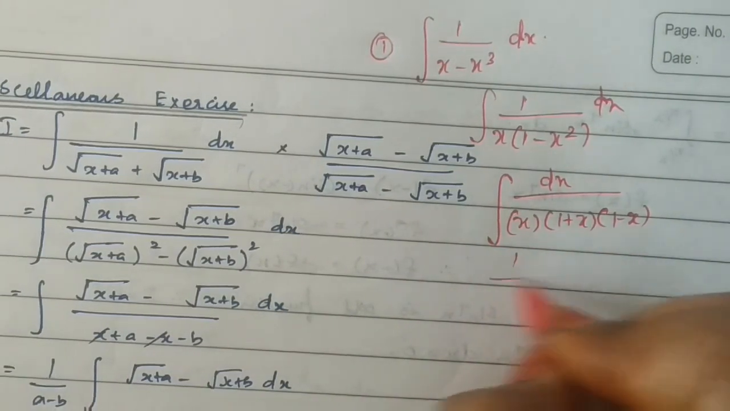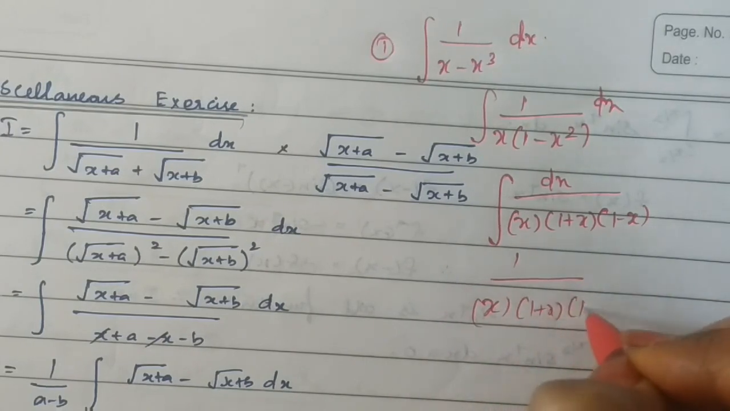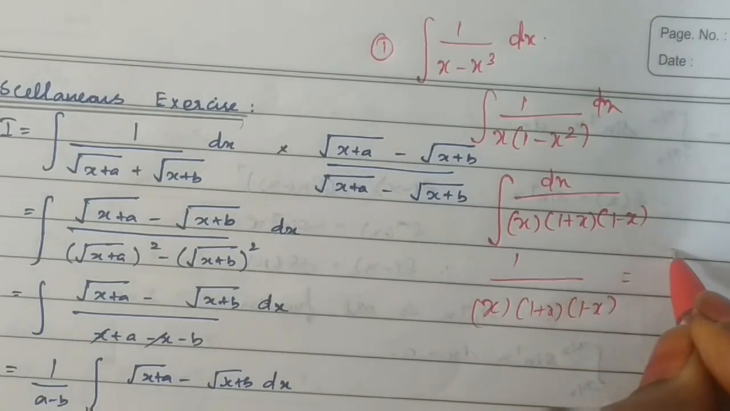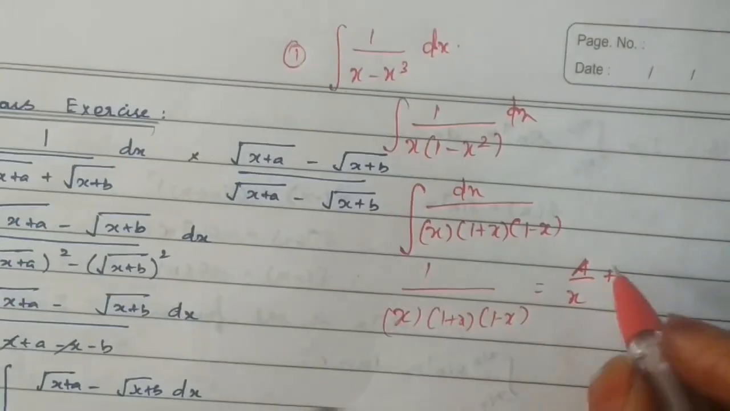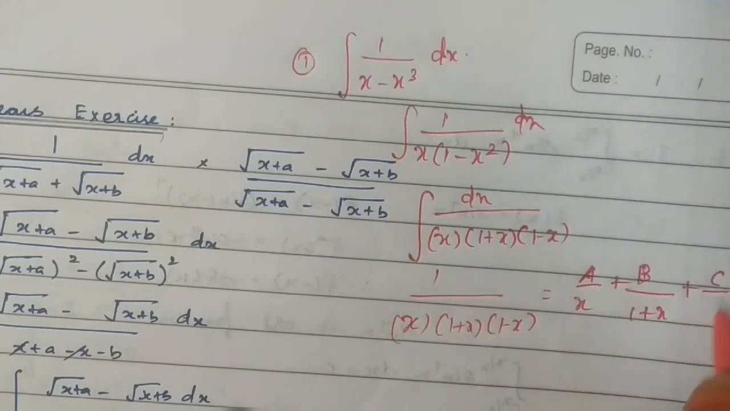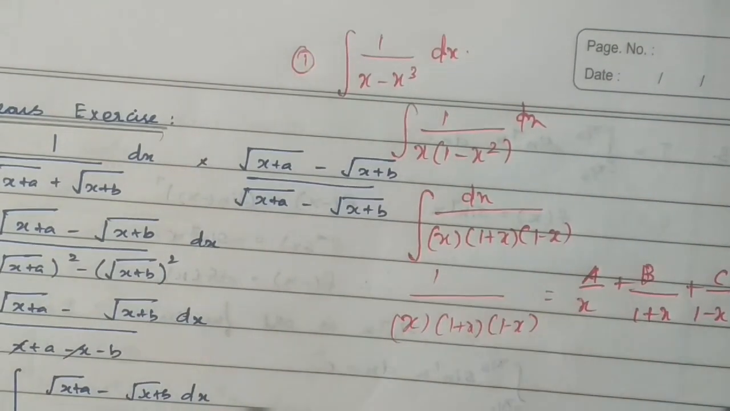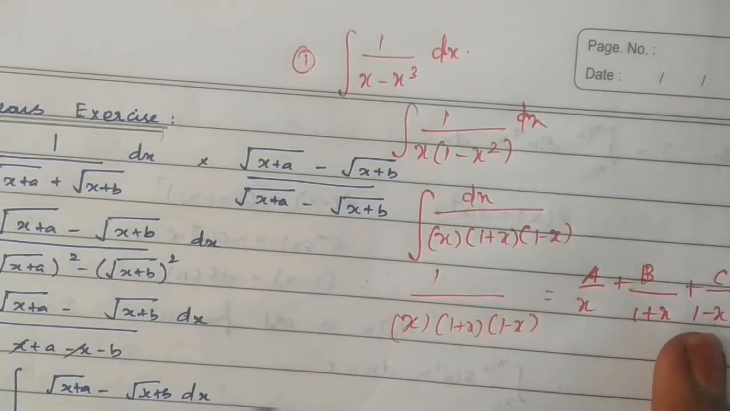Therefore, 1 divided by x into (1 plus x) into (1 minus x) can be written as a divided by x plus b divided by 1 plus x plus c divided by 1 minus x. After finding the values, just integrate. While integrating 1 minus x, as the coefficient of x is negative, we should be very careful.